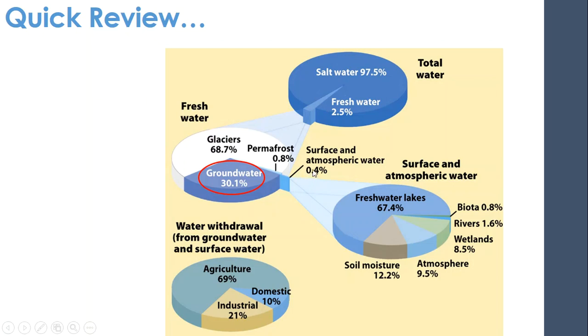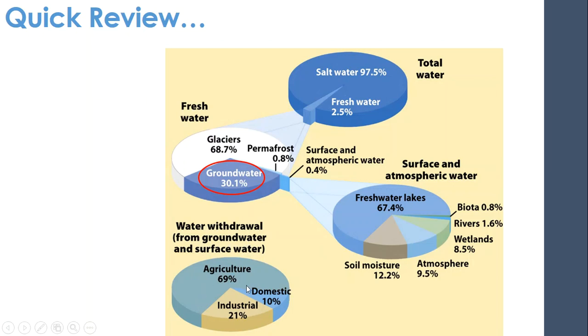So that surface and atmospheric water, that includes all of our lakes, right? All of our readily available freshwater, lakes, rivers, wetlands, also moisture in soil. Groundwater, which we're going to talk about in the second part of this lecture, makes up about 30% of this freshwater, which is an important water source, especially in Southern California.